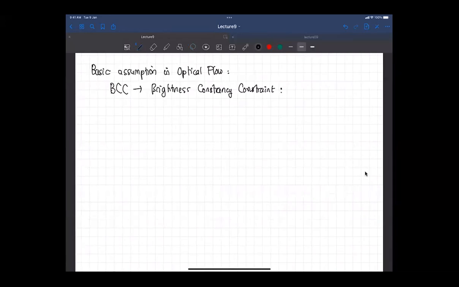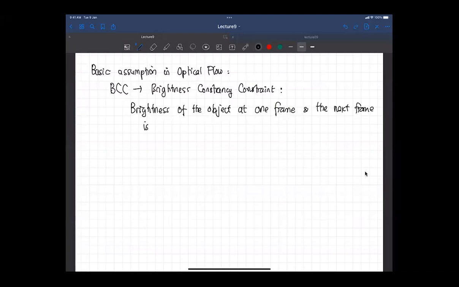Okay, anyway, so this is about the brightness constancy constraint. So what is the brightness constancy constraint? It means that the brightness of the object, or the target object in this case, at one frame and a frame after that, the next frame, is identical or doesn't change. So this is the basic assumption.